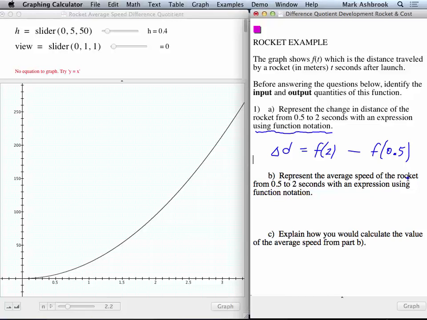And so now I want average speed. Brian. And so that's the change in distance. Change in distance over the change in time. If you wanted, you could simplify that denominator. It would be 1.5 seconds, right? So this is our average speed, the change in distance over the change in time.